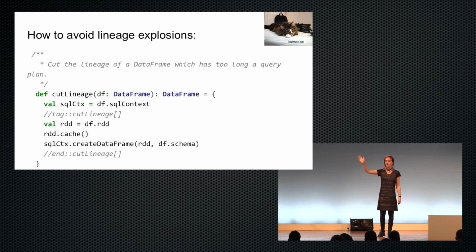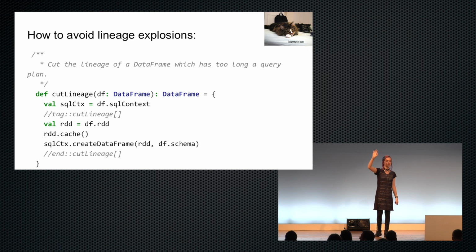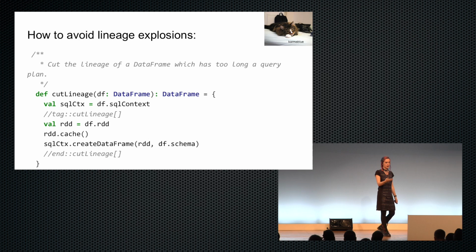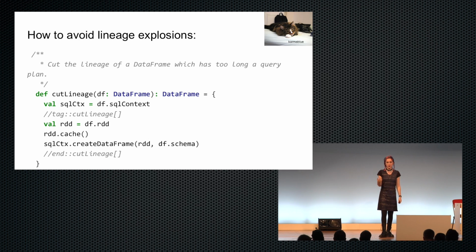Is anyone using graph frames? OK, cool. Well, if you were, this is how graph frames handle the large lineage problem with data frames inside of Spark. They just cut the lineage. And it means the optimizer can't do some certain awesome things, but it also means that our code actually runs, and that's probably more important.